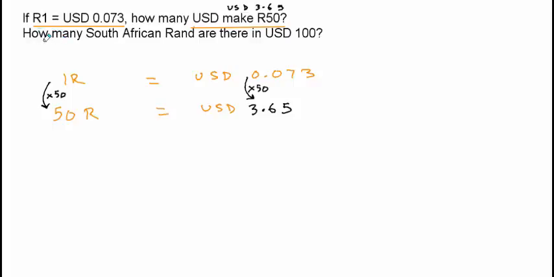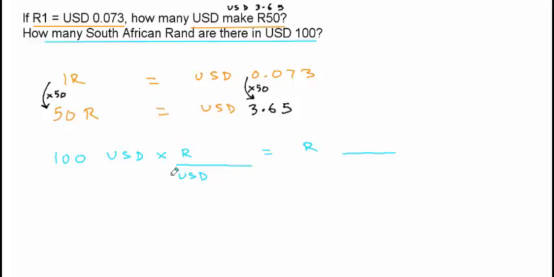To answer the second part, how many South African rand are there in 100 USD? Let's do it that way. So we have 100 USD, but the final answer needs to be put in rand, a certain number of rand. And therefore, we are going to times this with 1, and we are going to rewrite that 1 as a certain number of rand over USD, so that the USD and the USD cross off, we have a rand left over as the final unit.